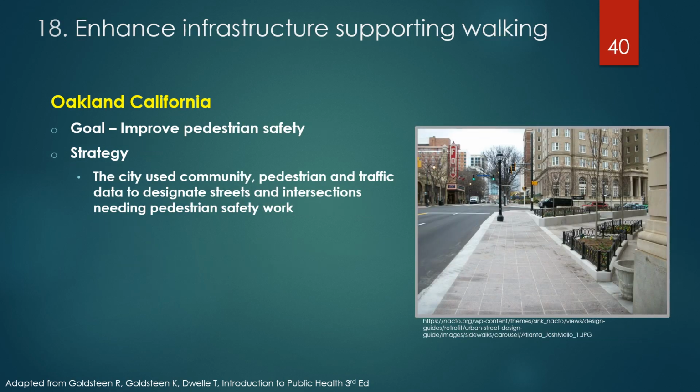18. Enhance infrastructure supporting walking. In 2002, Oakland, California adopted a pedestrian master plan, which identified streets and intersections needing pedestrian safety work. The city estimated pedestrian volumes throughout the city based on land use, population, and other network characteristics, and used these estimates in conjunction with crash data, traffic data, and community input to identify and prioritize areas.